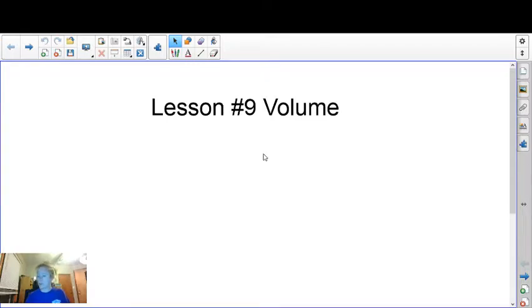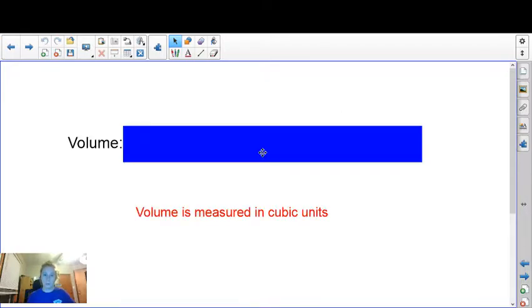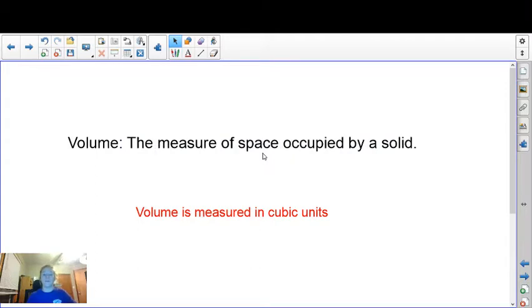All right, ladies and gentlemen, today we're going to discuss volume. You're probably like, what is volume? Volume is the measure of space occupied by a solid. And the big thing here is it's measured in cubic units.